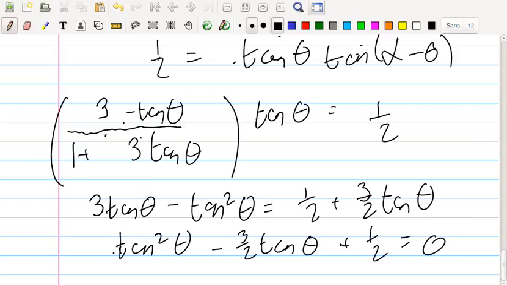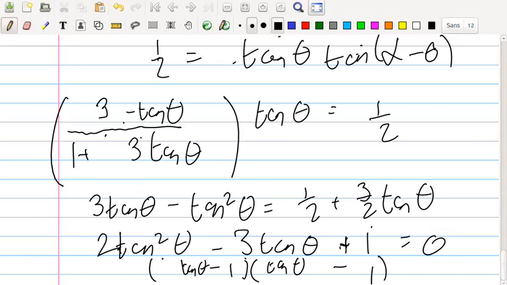Now we can multiply by the 2 to get rid of those fractions. 2, 3 and 1. Well, we can try and get this ourselves. I know there must be 1s at the end because of the 1 here. And because there's a minus here, I know that these both must be minus. And I have a tan theta here and a tan theta here, and one of them must be a 2. Yeah, so there we go: 2 tan theta minus 1 and then tan theta minus 1.